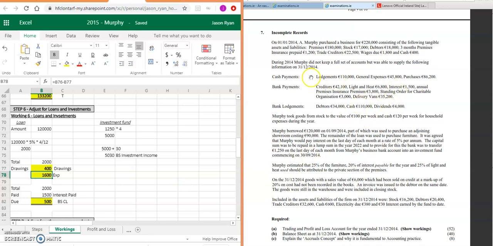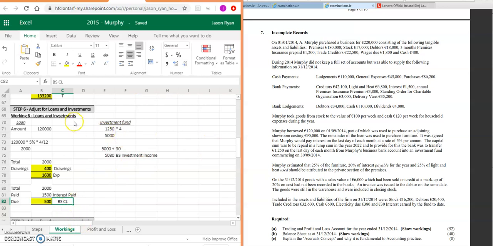We also notice up here in the bank payments, we've got interest of 1,500. Now, these are two things that you need to look out for in the question. So look out for your interest and look out for anything in drawings. So the total amount is 2,000. We've paid 1,500. So we have 500 left to pay, and that goes into your balance sheet as a current liability.